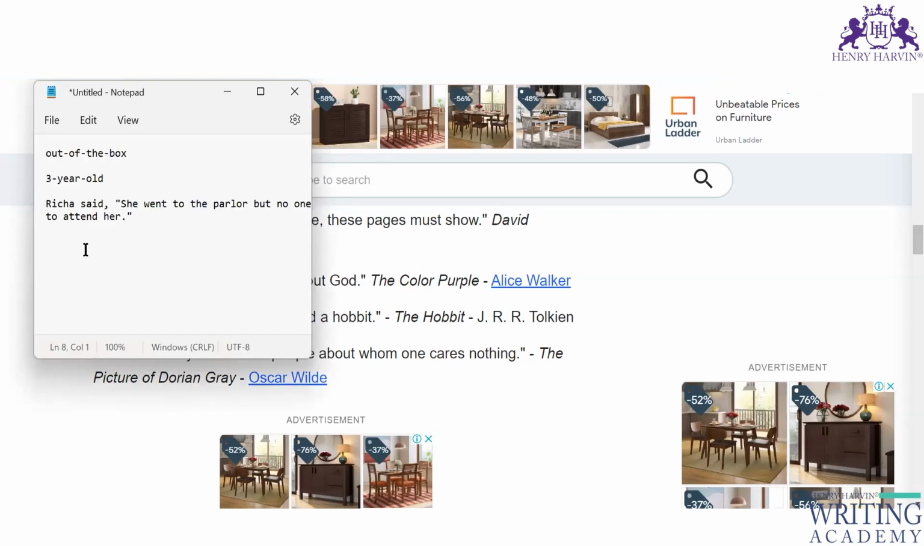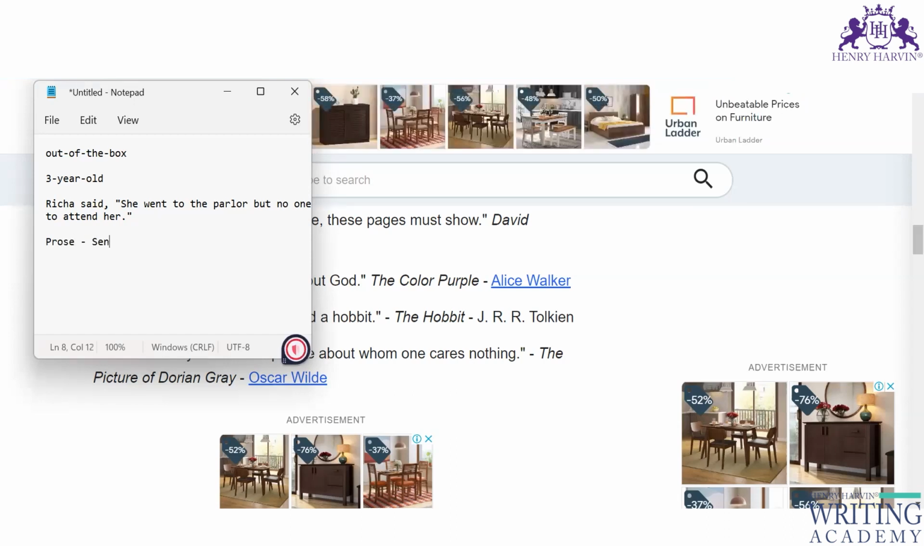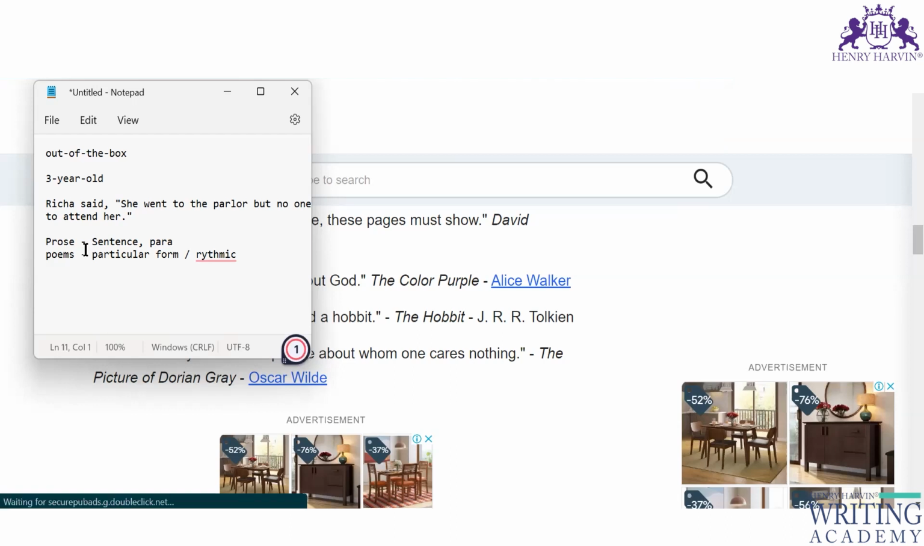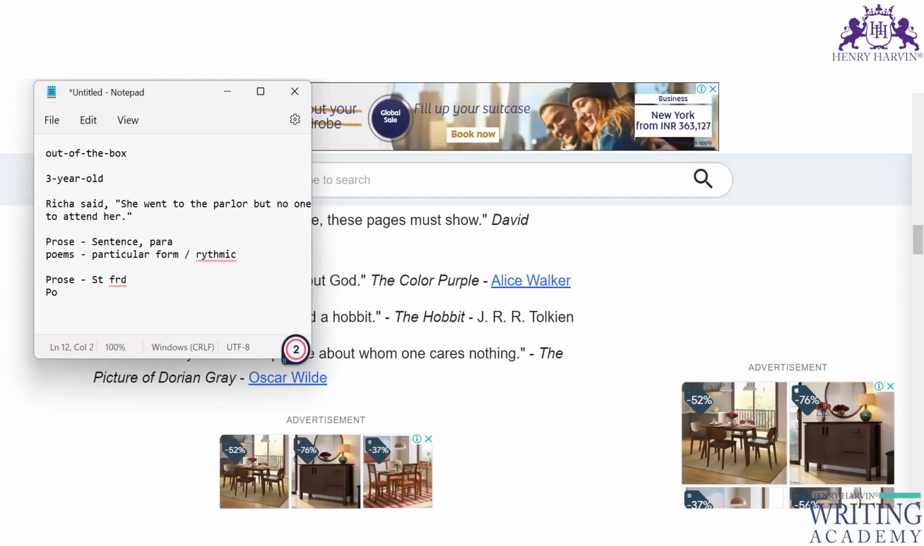Okay. Now, prose is basically a sentence. A very, very direct sentence. Okay. Sentences, and sometimes they can be paragraphs also. Okay. Then your poems have a particular form, and they can be rhythmic in nature. Okay. Then your prose is basically very, very straightforward. Okay. And every poem has a very unique style, and they have their rhythms.